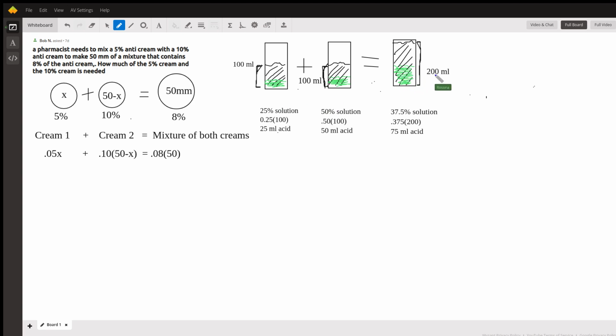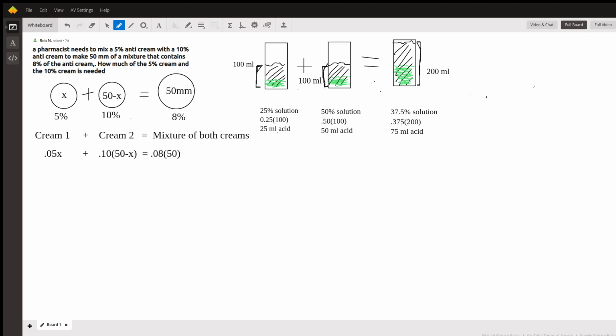with 200 milliliters of liquid, right? 100 plus 100 makes 200. And the percentage of acid will now be 37.5%. So let's go through the math of that and just understand why that is the way it is.